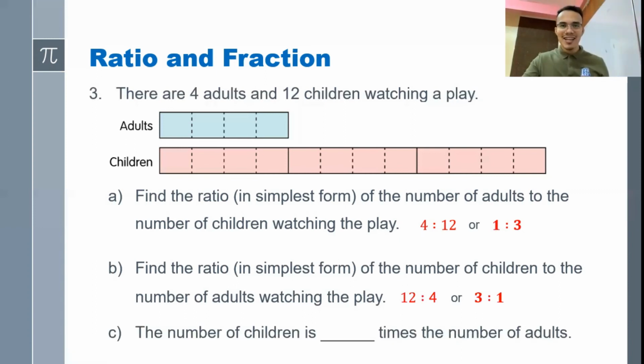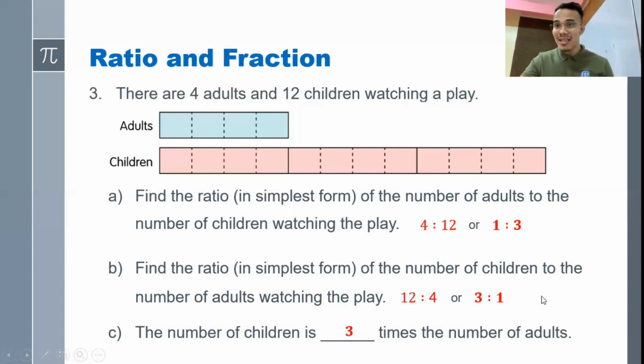And letter C, the number of children is blank times the number of adults. In other words, the number of children is how many times the number of adults. Look at the model. The number of children is 3 times the number of adults.